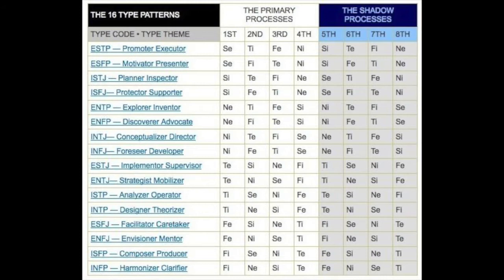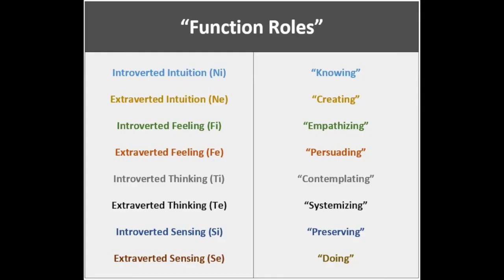Here is a translation of what the letters mean. Again, this is only in case you are completely new to this topic. Thankfully, there are just 8 functions. They can be broken down to 4 processes, which are sensing, thinking, intuition, and feeling.